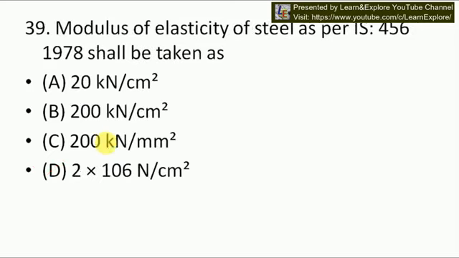Next question. Modulus of elasticity of steel as per IS 456 1978 shall be taken as 20 kilonewton per square mm, 200 kilonewton per square mm, 200 kilonewton per millimeter square, or 2 into 10^6 Newton per square mm. So our answer is C, 200 kilonewton per millimeter square.